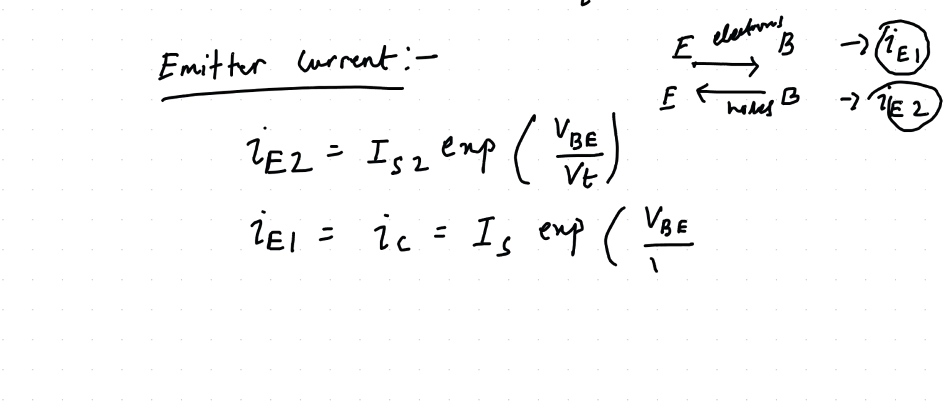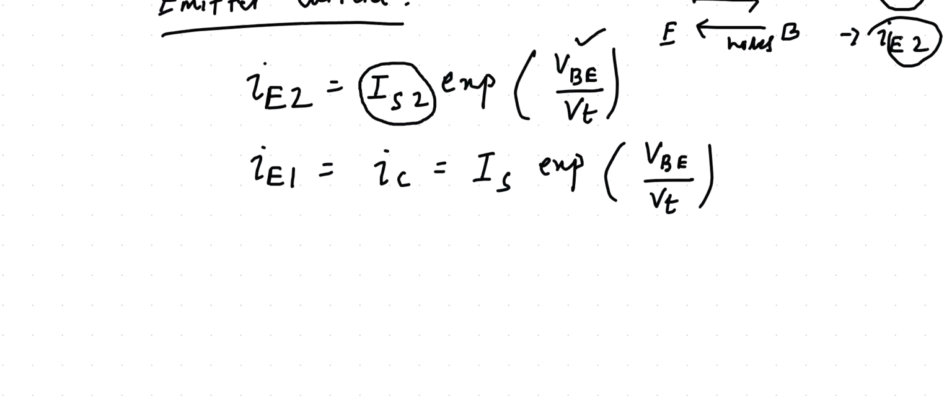Here, just to distinguish it from IE1, you can see the reverse saturation current we have taken is different. It depends upon the hole concentration, how many holes are actually getting injected from the base to the emitter region. That will decide the IS2 factor. However, it definitely depends upon the base emitter voltage.